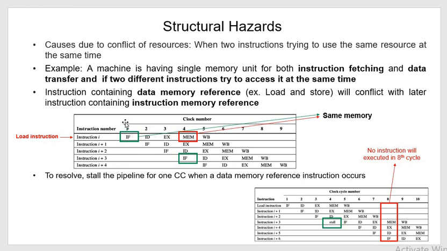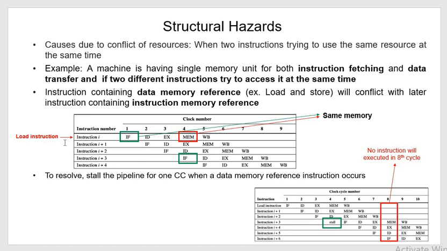Now we will try to understand the structural hazard in detail with the help of this example. Suppose we have a program with different instructions. Instruction I is the first instruction, I plus 1 is the second, I plus 2 is the third, I plus 3 is the fourth, and I plus 4 is the fifth instruction. On this side we have the different clock numbers, and we assume the first instruction of this program is a load instruction.